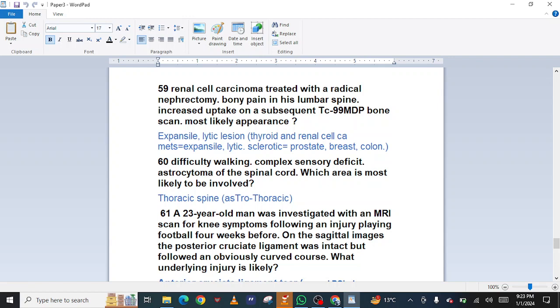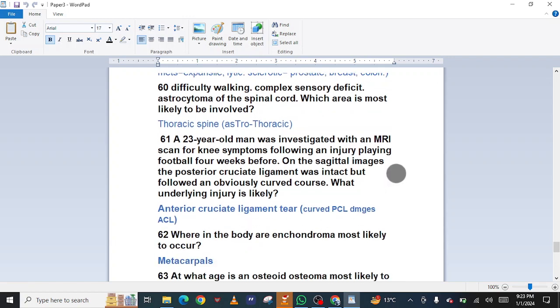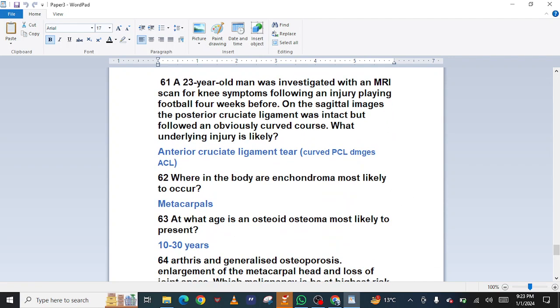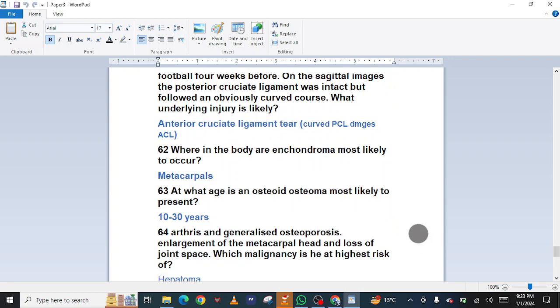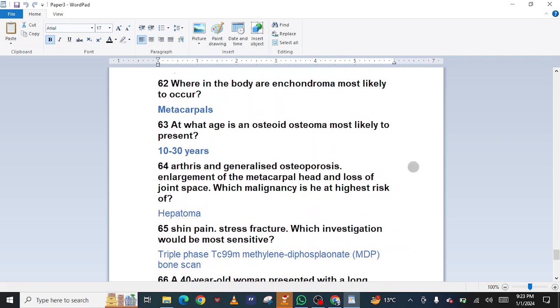Thoracic spine. 61. A 23-year-old man was investigated with an MRI scan for knee symptoms following an injury playing football 4 weeks before. On the sagittal images the posterior cruciate ligament was intact but followed an obviously curved course. What underlying injury is likely? Anterior cruciate ligament tear. 62. Where in the body are enchondromas most likely to occur? Metacarpals.